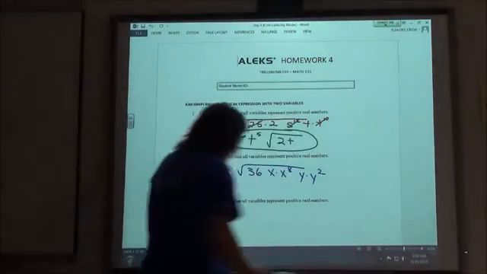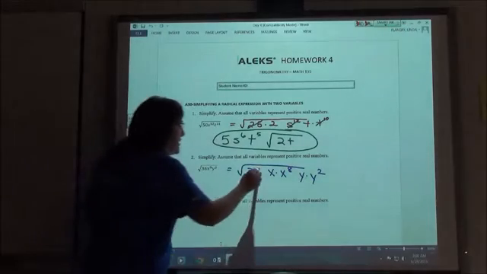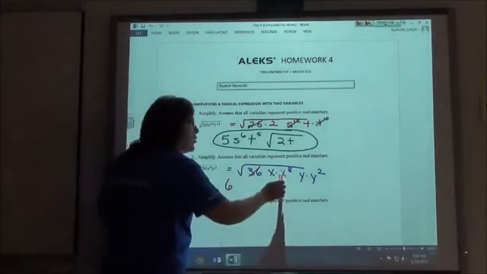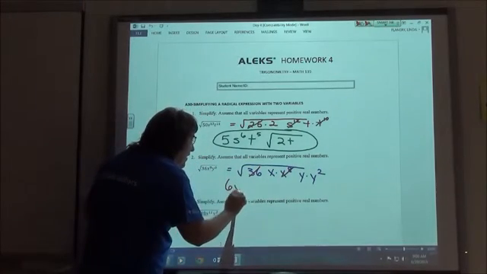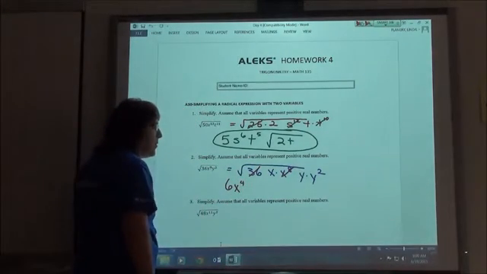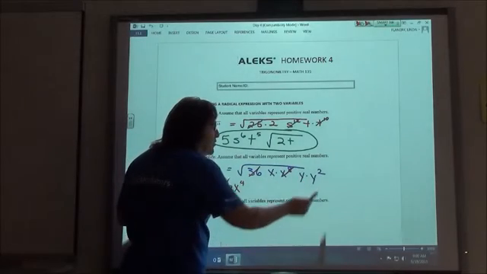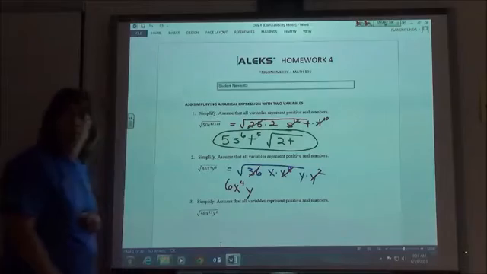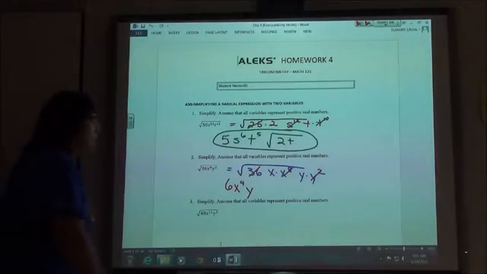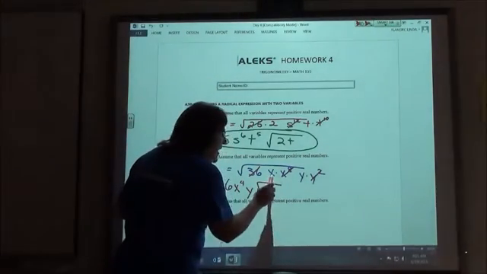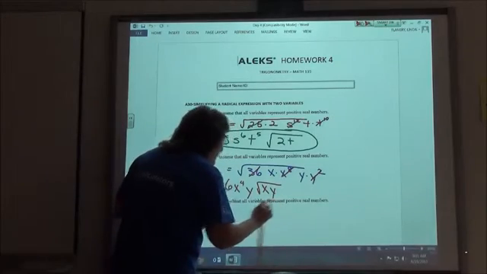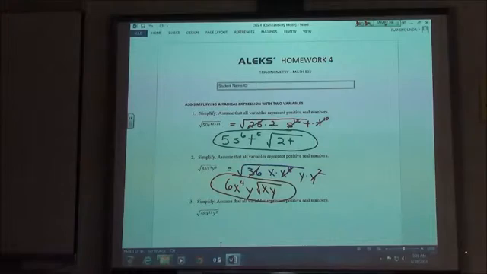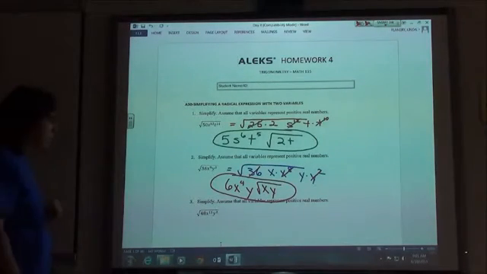So taking out my perfect squares, the square root of 36 is 6. X isn't a perfect square. Square root of x to the 8th, x to the 4th, half of my exponent. Y isn't a perfect square, but y squared is. Square root of y squared, plain old y to the 1st power, so just y. What I have left underneath, the x and the y. So 6x to the 4th y, square root of xy would be my answer.